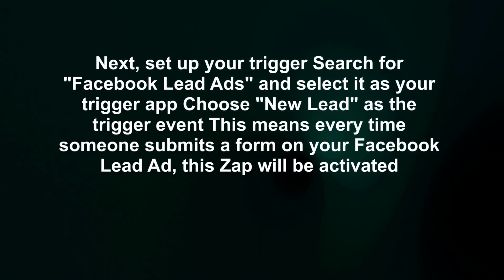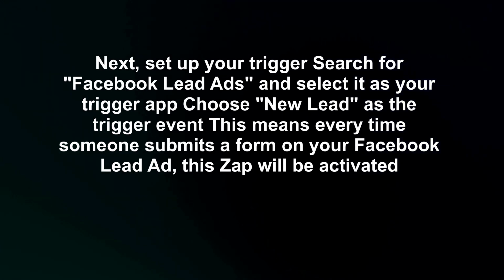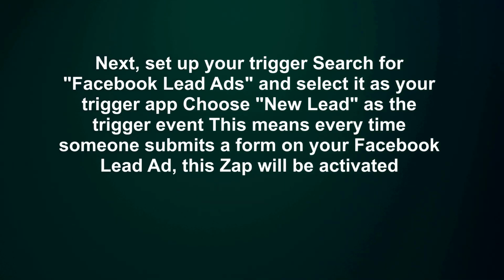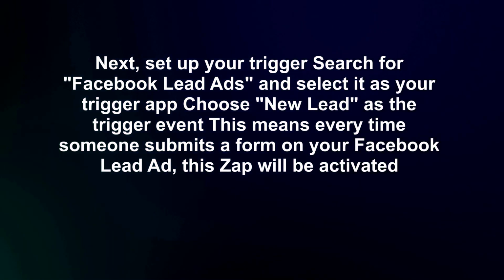Next, set up your trigger. Search for Facebook lead ads and select it as your trigger app. Choose New Lead as the trigger event. This means every time someone submits a form on your Facebook lead ad, this Zap will be activated.